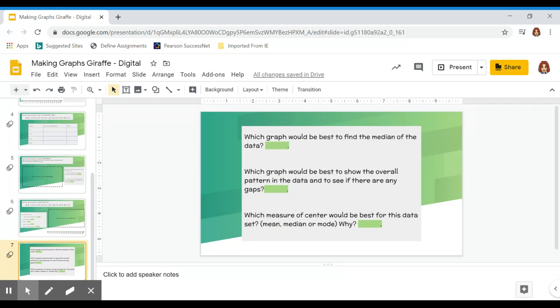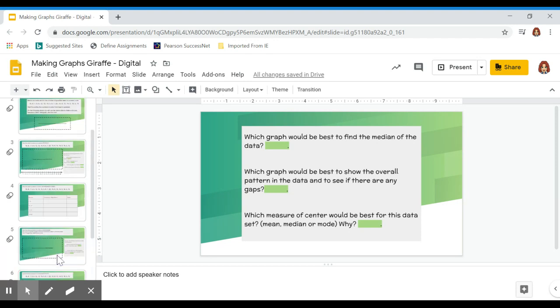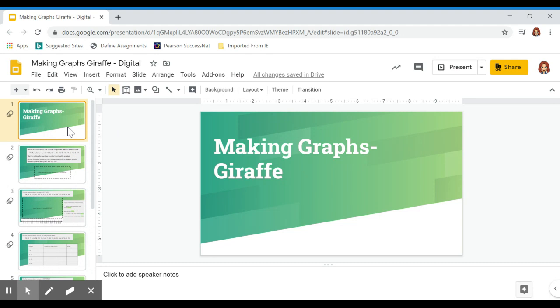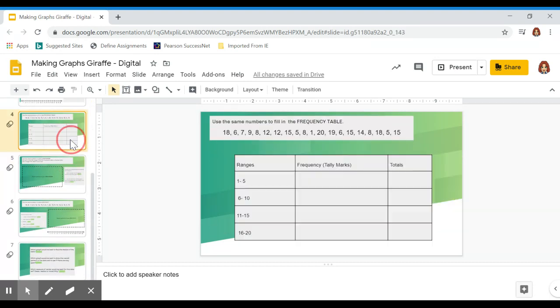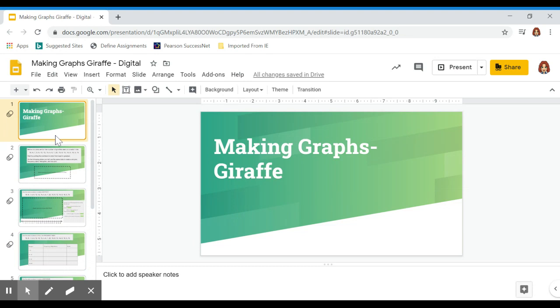And then you need to answer the questions about what graph would be best for median, what graph would be best for the overall pattern, and then which measure of center would be the best for this, mean, median, or mode, okay? So there is a key that is made for you, but I really, really want you to answer all these questions and make sure you're learning, guys. Next week is going to be your summative, and we want to make sure you are able to draw these graphs. So go ahead and make sure all your graphs are filled in and all your questions are answered, and jump into the help session if you have questions on how to do some things, and enjoy making the giraffe graphs.